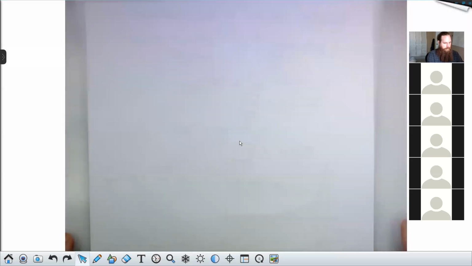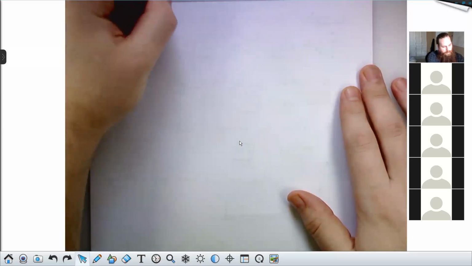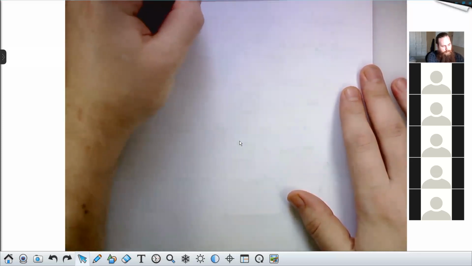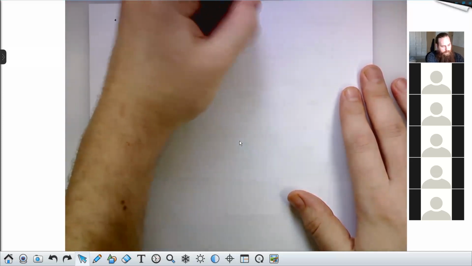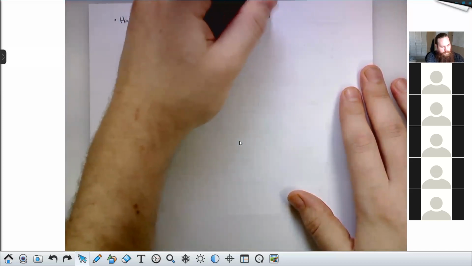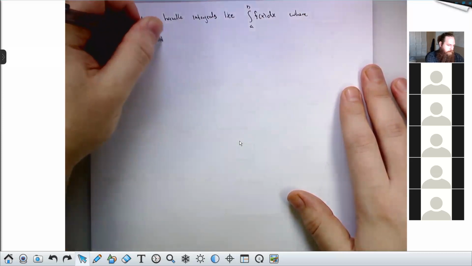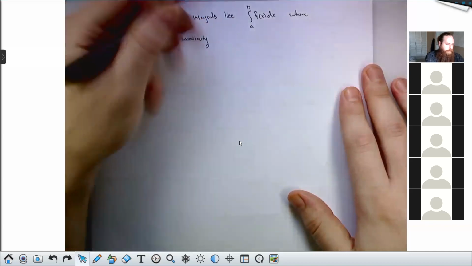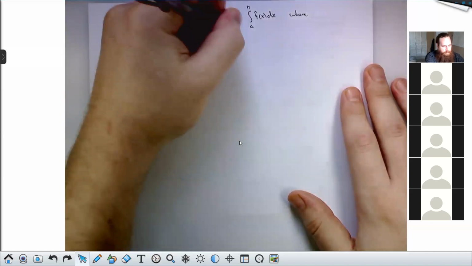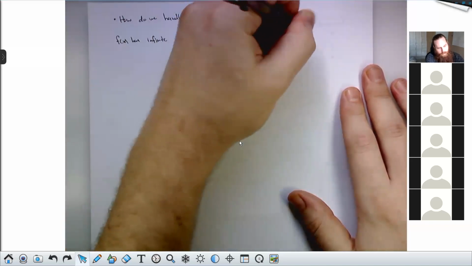So the analogous issue is, how do we handle integrals like, I'll say just the integral from a to b of f of x dx, where f of x has an infinite discontinuity not at a or at b, but at some c where c is between a and b.